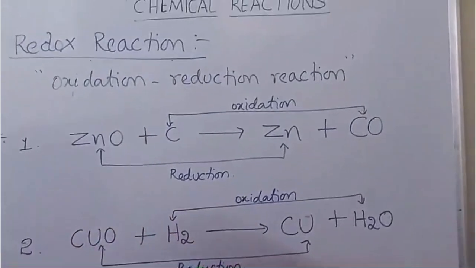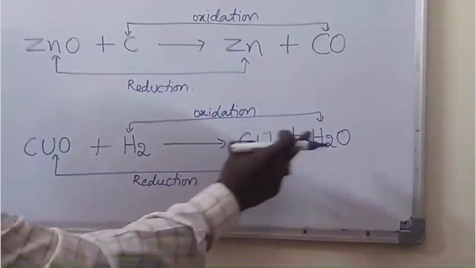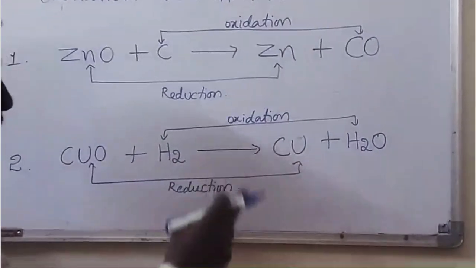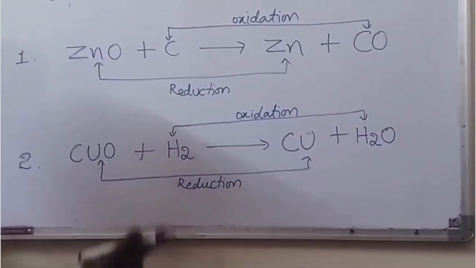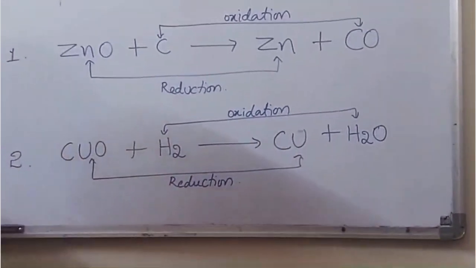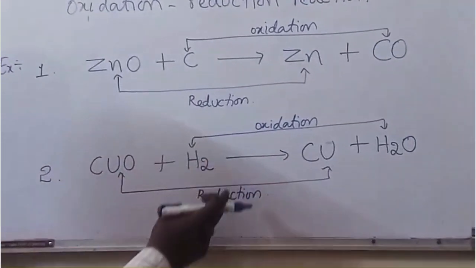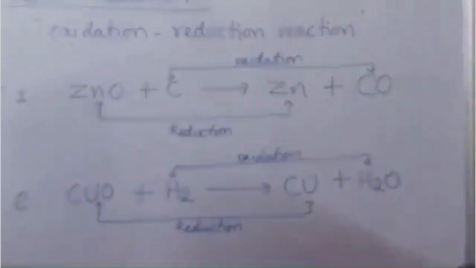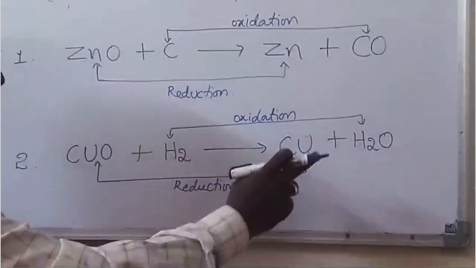Another example. Copper oxide reacts with hydrogen and turns into copper and water. Here, copper oxide changes into copper. It means it lost oxygen. That's why it is called reduction. In the same way, hydrogen turns into water. Here hydrogen gained oxygen. It is called oxidation. In this reaction also, both oxidation and reduction reactions are present. That's why this reaction is a simple example for redox reactions. CuO plus H2 gives rise to Cu plus H2O.